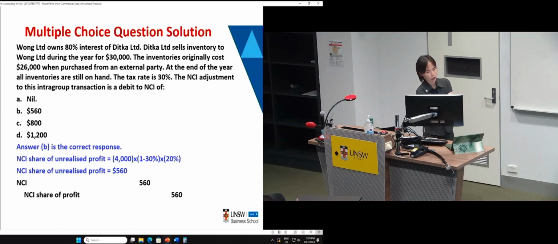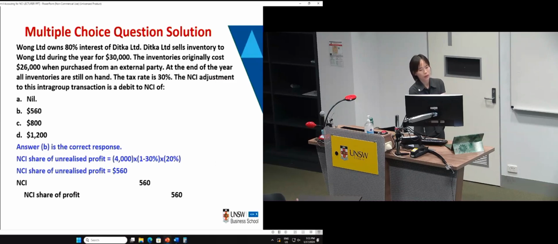So let's look at the calculation. First of all, we need to find out the unrealized profit from this intragroup transfer item. This transaction took place in the current year. The intragroup selling price is 30,000, and the original cost is 26,000. So there is 4,000 profit recorded by the subsidiary when it sold the item to the parent. Are these 4,000 profit realized? No, not realized. They are all still on hand, so remain unrealized.